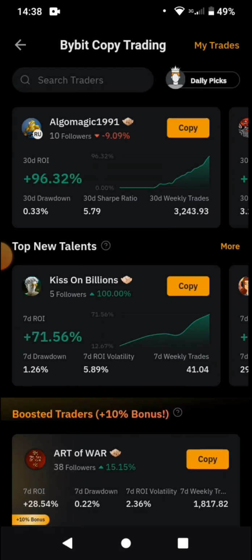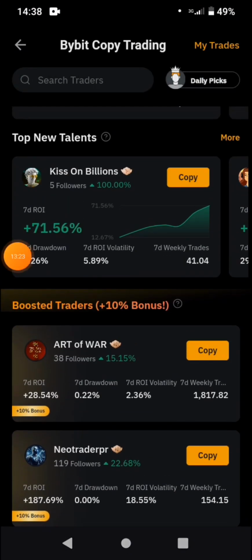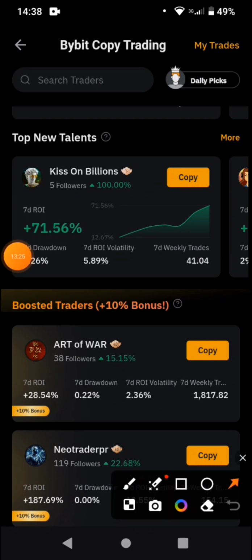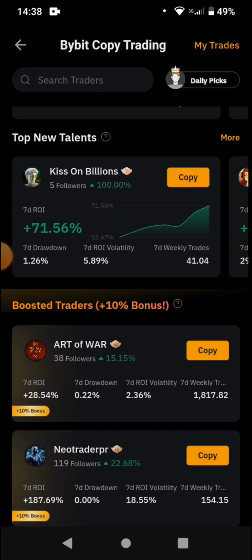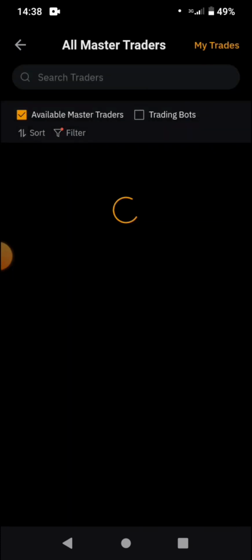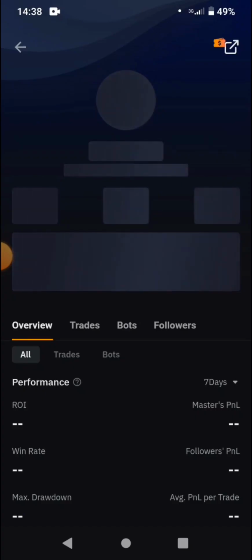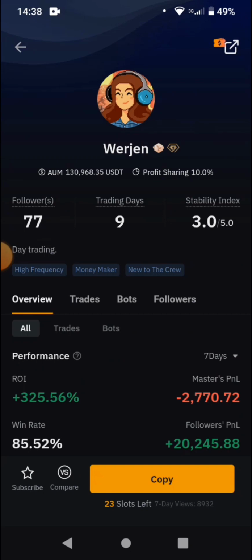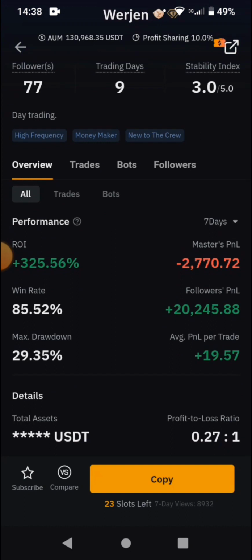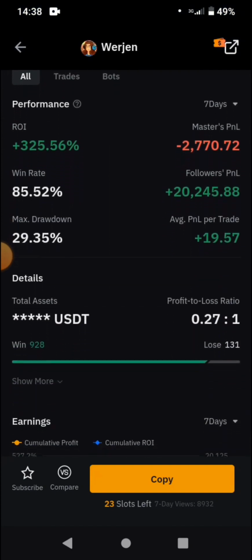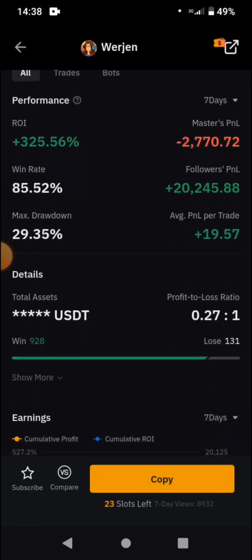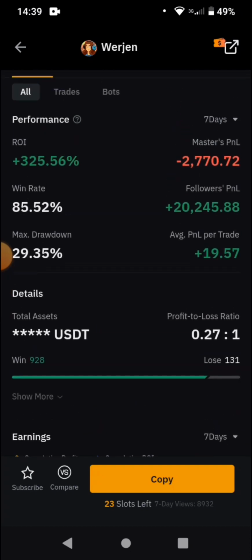All right, so let's come back to these, top new talent. So these are new copy traders as well. You see these are new traders. Okay, so you can just tap in again and try to see how many trades they are doing, and also the tokens, the coins they are trading, the pairs. Okay, this guy, or lady, has only been trading for 9 days. 77 people are following this particular trader, and you can see won 928 trades, right, and lost 131 trades.